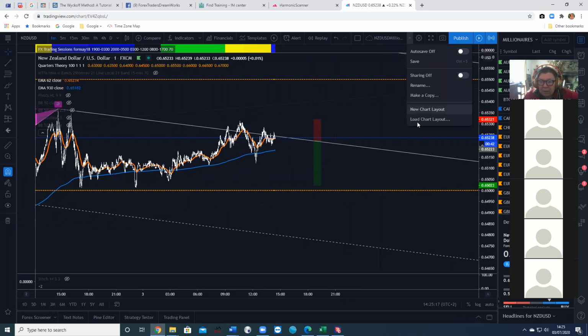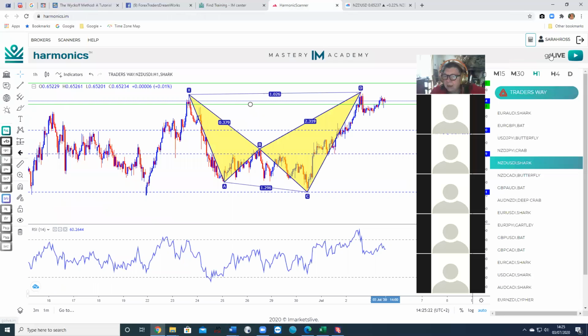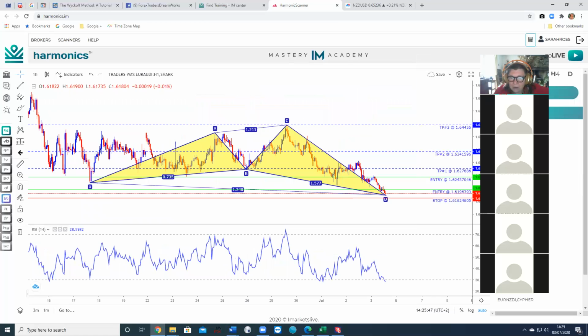So let's just have a look at, I want to come back to the harmonic scanner to see if I've missed any chart setups. Now, you can use any of these brokers here on this list. It doesn't matter who your trading platform is with. The main feed for the scanner is Traders Way, so I usually start with that. And on this strategy, we're using the 1 hour time frame analysis. So I've got Euro Ord there, which is a new one.